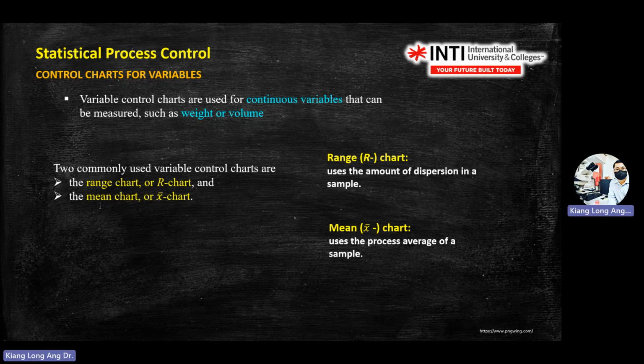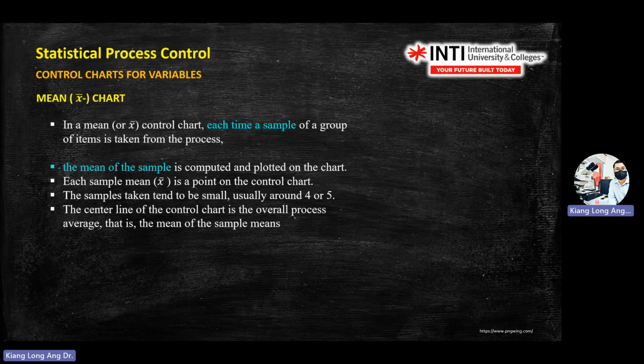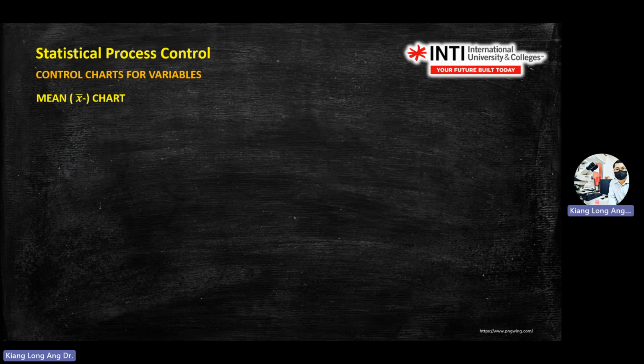With the previous P chart and C chart, you take a sample, then you stop, and you study what the process is. This one is continuous. Okay, the rest you read. So the mean chart is for samples, and so on.